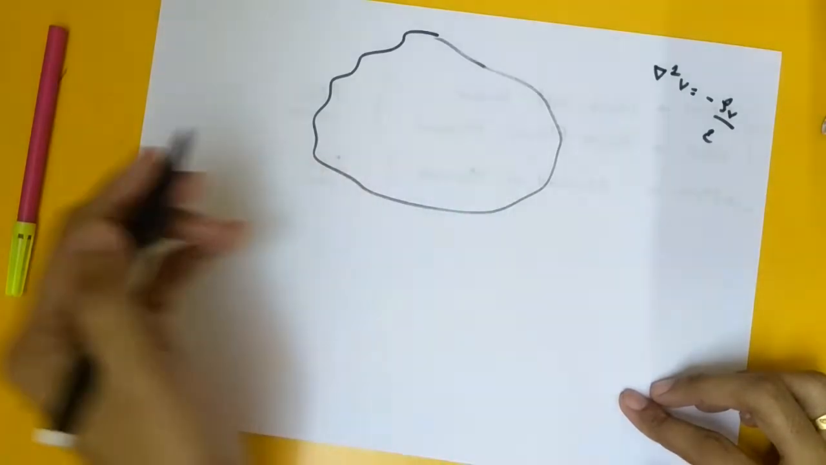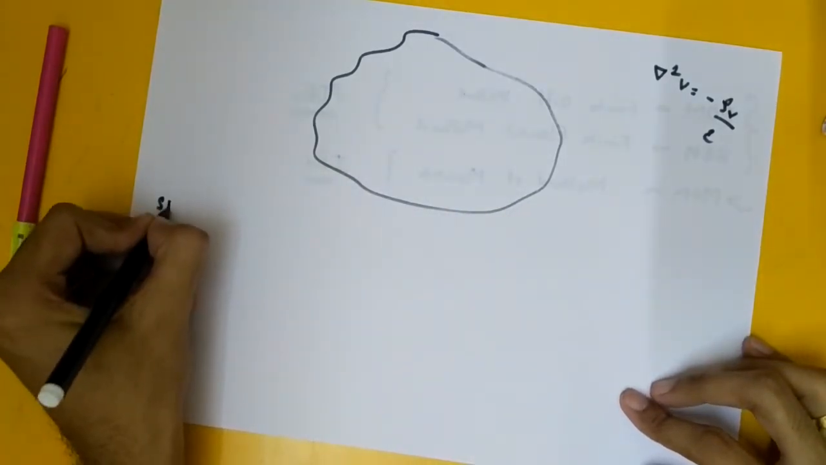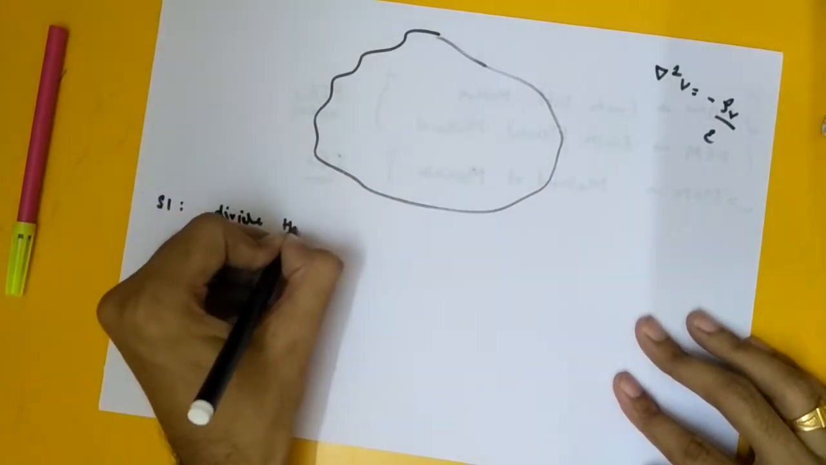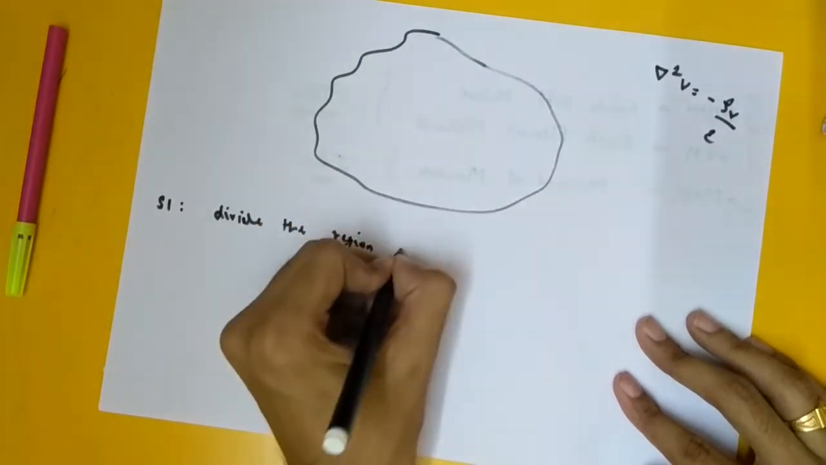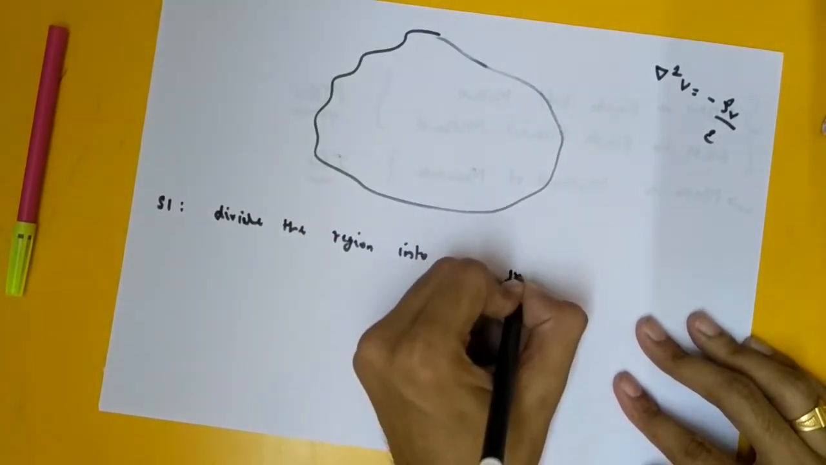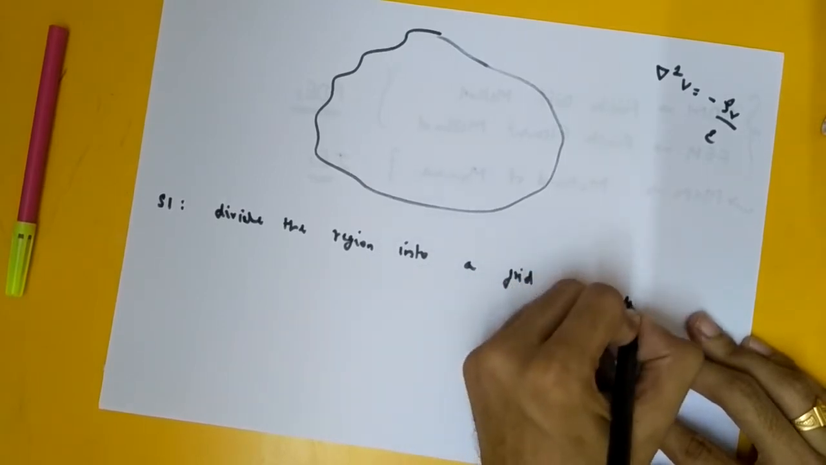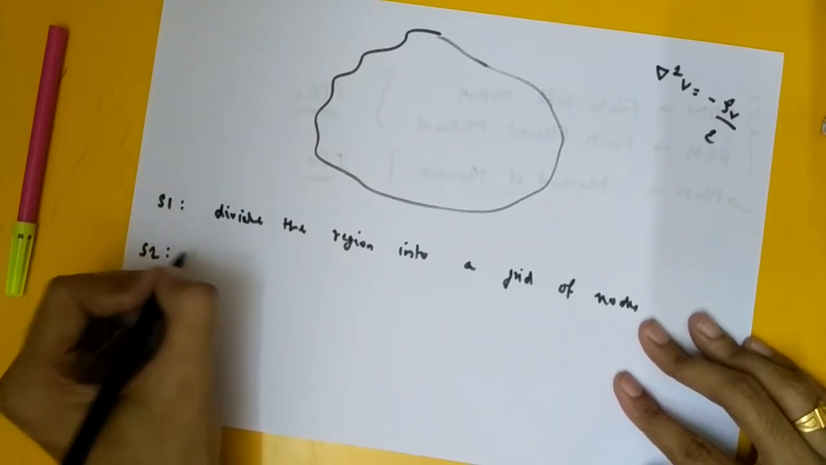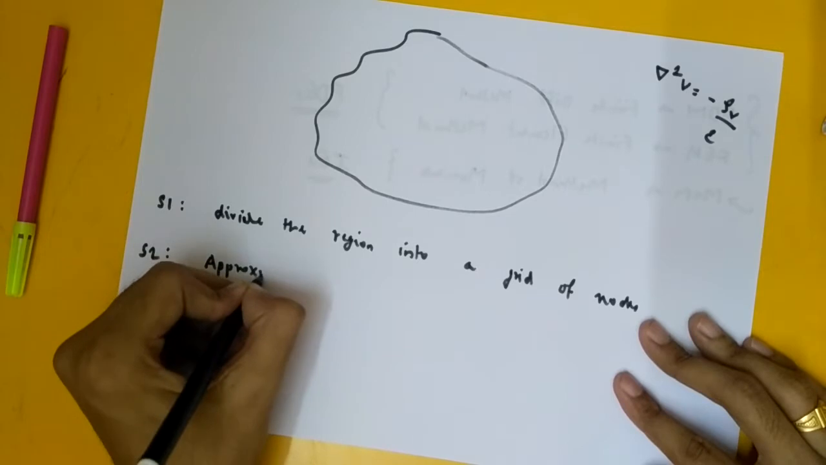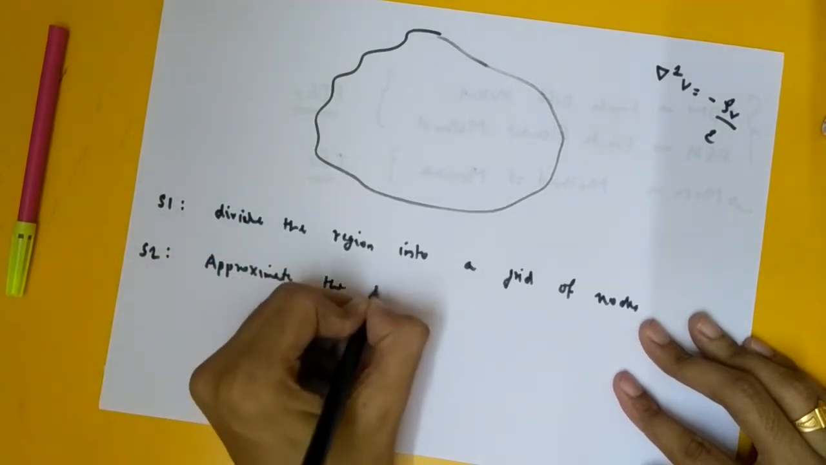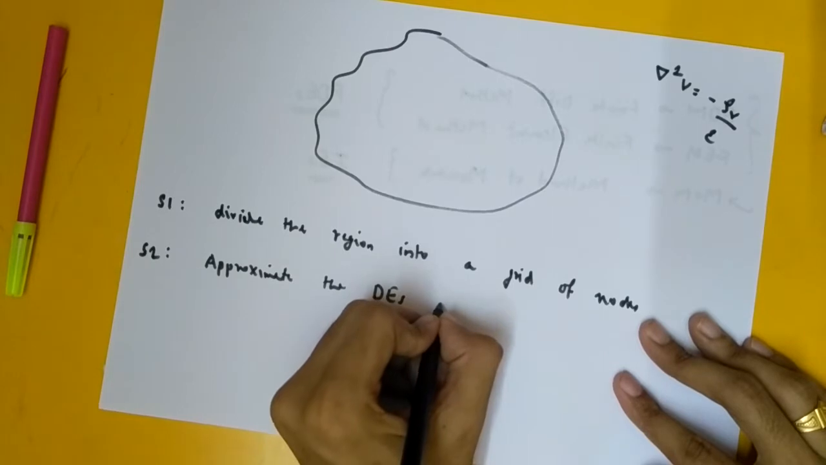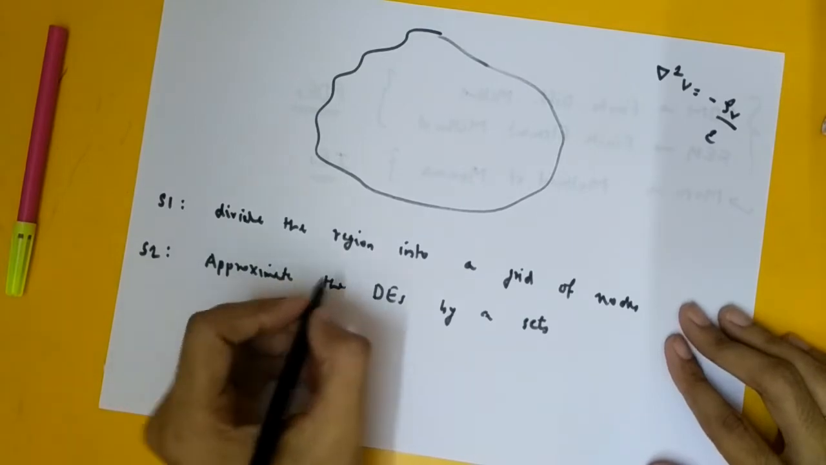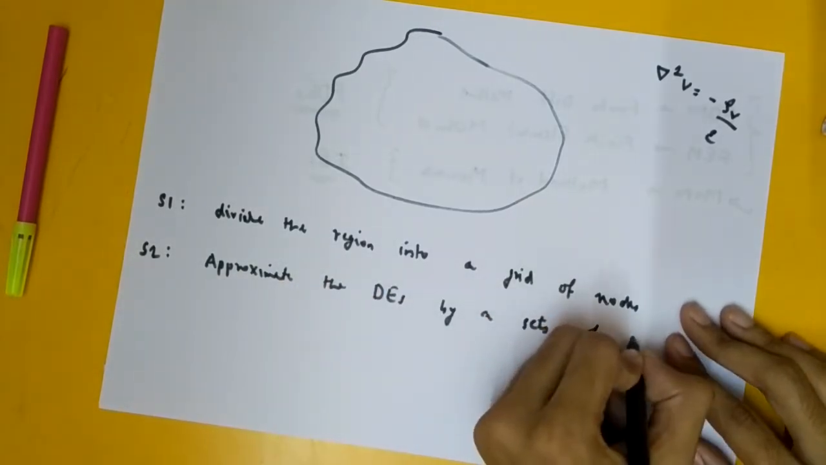So how to solve this: there are three steps. Step one, what we can do is divide the surface or region into a grid of nodes. Then we have step two, approximate the DEs. Again, what are DEs? Differential equations. So approximate the differential equations by a set of what?